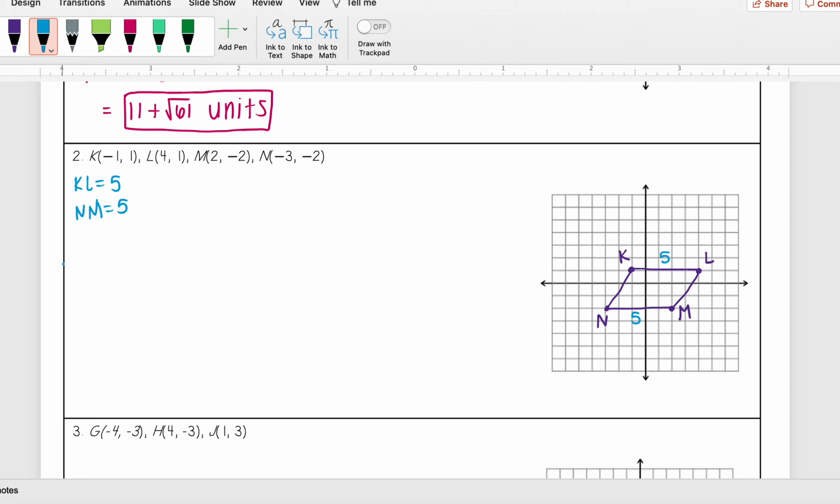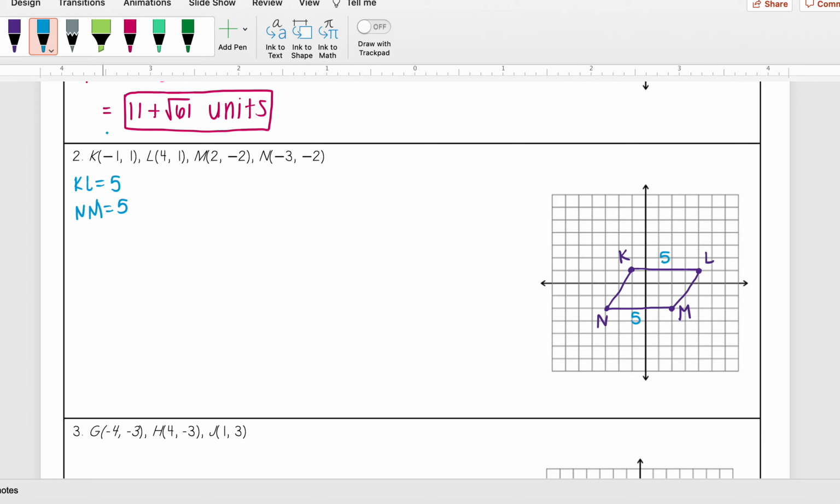Now I need to find the length of KN and LM. So let's start with KN first. I will go ahead and use the distance formula for this one. And then for LM, we'll do that with the Pythagorean theorem so we can see both ways.